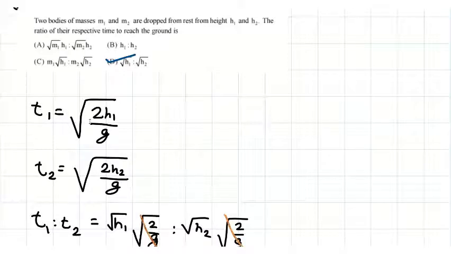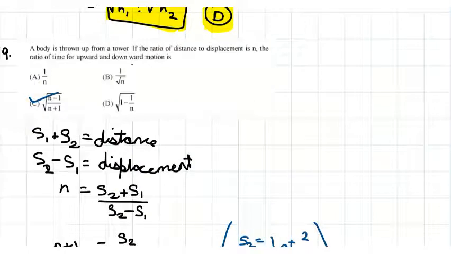So we have T1 is root 2 H1 by G and T2 is root 2 H2 by G. When we take the ratio of T1 to T2, the root 2 by G gets cancelled from both sides and we have root H1 to root H2. That is option D.